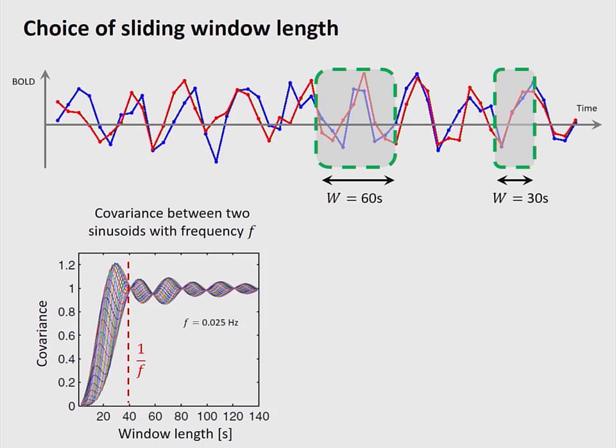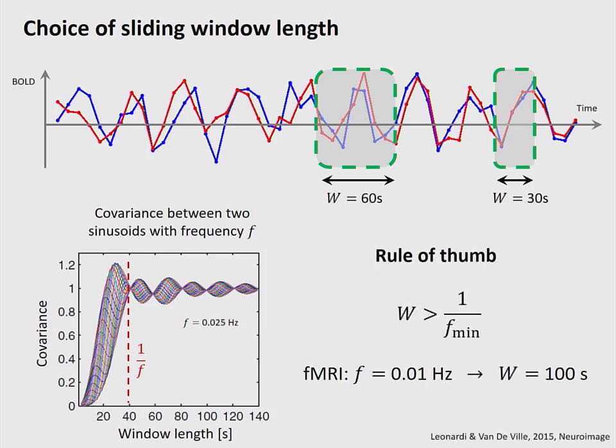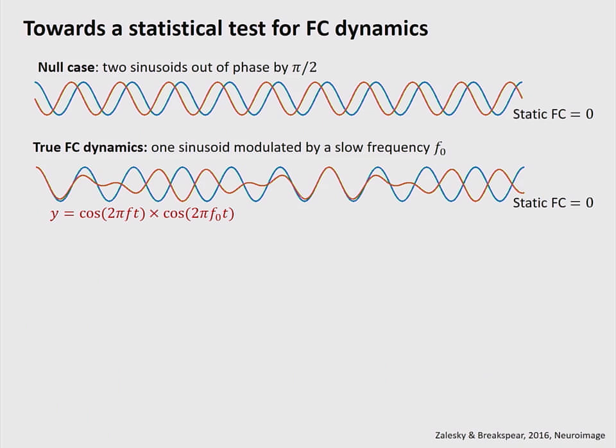And so Van De Ville proposed this as a rule of thumb, so the window length should be chosen to be greater than the reciprocal of the minimum frequency. Now with fMRI, the slowest frequency that we're typically interested in is around 0.01 hertz, and therefore this suggests that the window length should be 100 seconds.